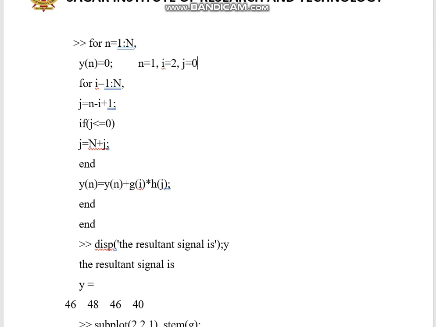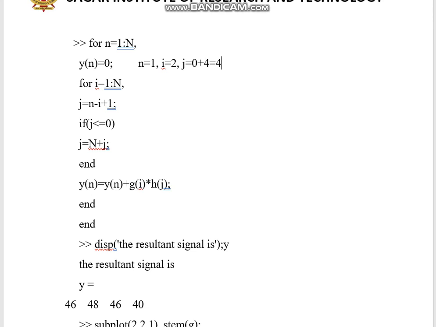Now here it is written: if j is less than or equal to 0, then in that case capital N will be added to j. Capital N is 4 here. So j will have value 4. So i will have value 2, j will have value 4. The previous value was g1 into h1. Now the next value will be g2 into h4, which will be added to the previous value g1 into h1.